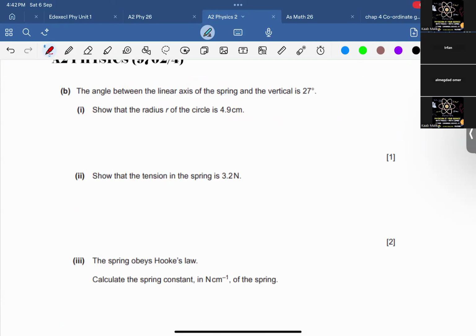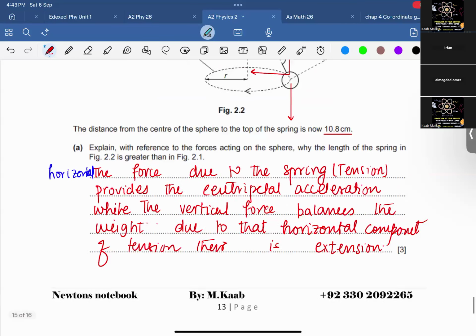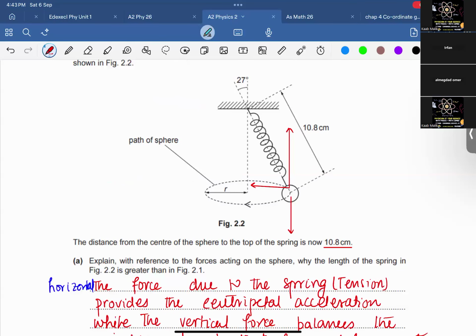The angle between the linear axis of this spring and the vertical is 27 degrees. Show that the radius r of the circle is 4.9. So we have given the 27, which is basically right here. If you apply trigonometry, you will find that out.